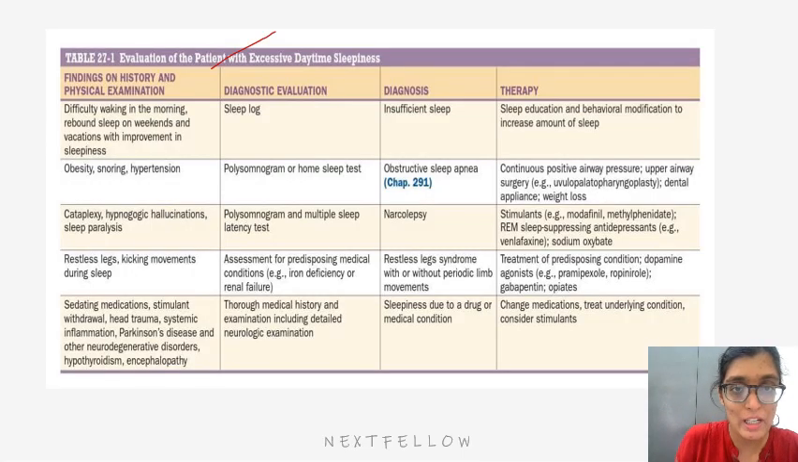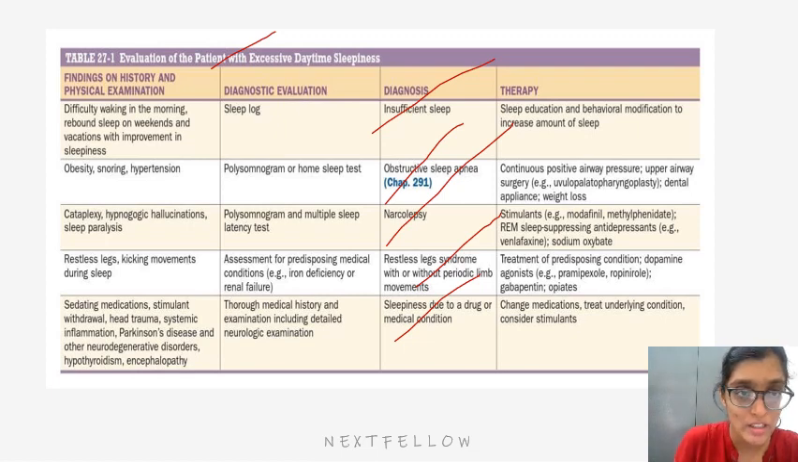Coming to the evaluation of excessive daytime sleepiness, the primary things you have to know are insufficient sleep, OSA, narcolepsy, restless leg syndrome, and sleepiness due to a drug or a medical condition. So these are the main differential diagnoses. How will you evaluate? Difficulty in waking up in the morning and rebound sleep on weekends and vacations with improvement in sleepiness is known to be due to insufficient sleep.